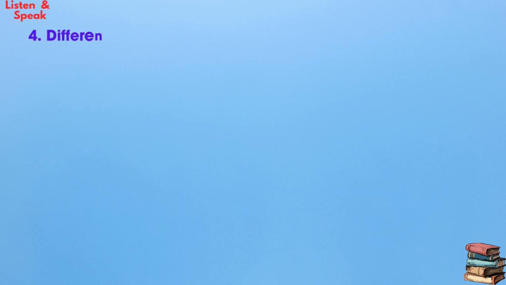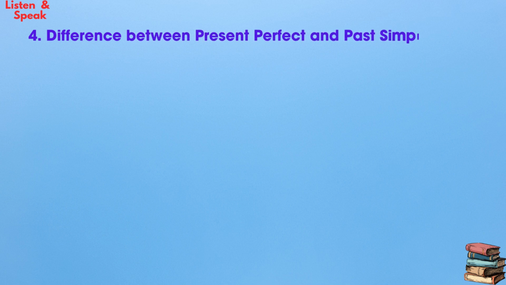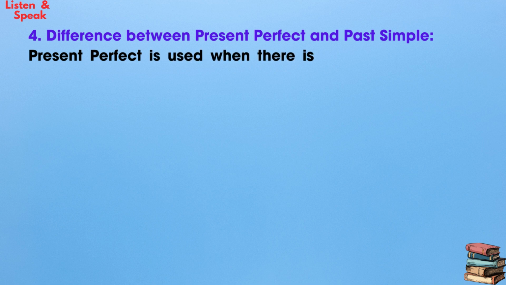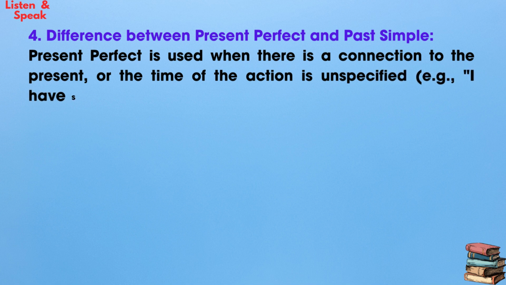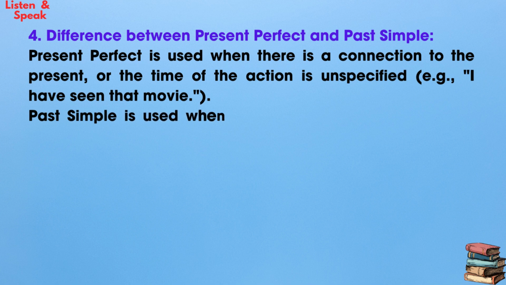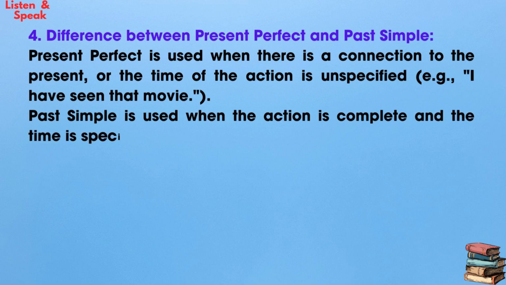4. Difference between present perfect and past simple. Present perfect is used when there is a connection to the present, or the time of the action is unspecified. For example, I have seen that movie. Past simple is used when the action is complete and the time is specific. For example, I saw that movie last week.